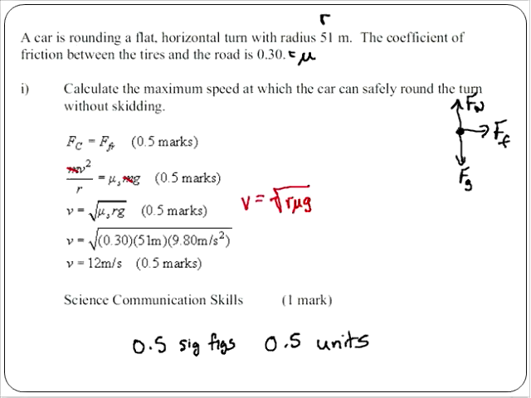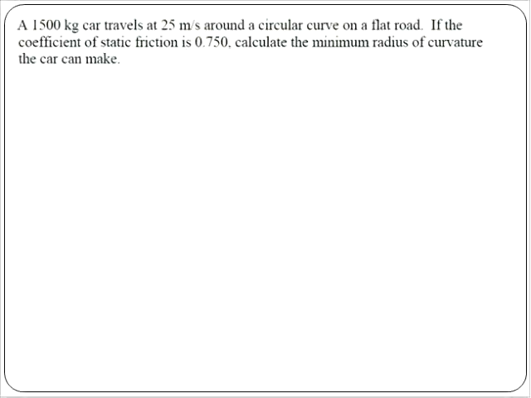All right, let's try another one. A similar one. We've got a 1,500 kilogram car, and it's traveling at 25 meters per second around a circular curve on a flat road. The coefficient of friction is given, there's mu. This time, though, you're asked for the minimum radius of curvature. The minimum radius of curvature.